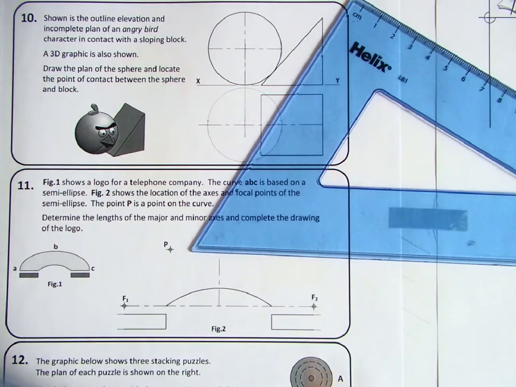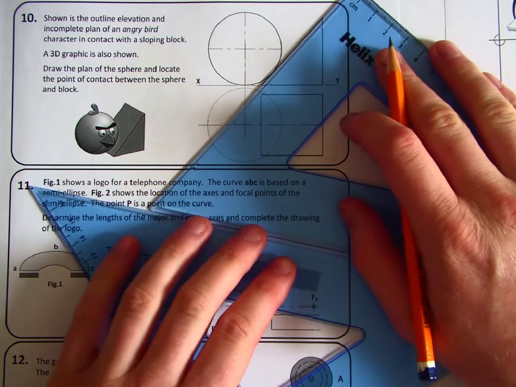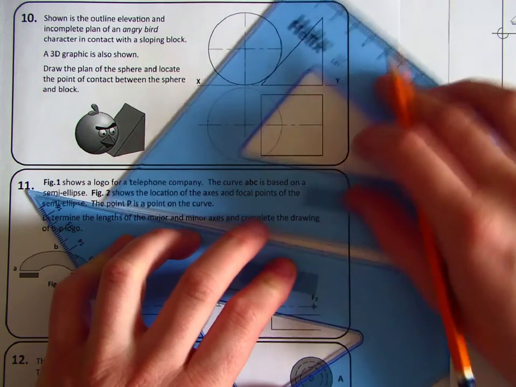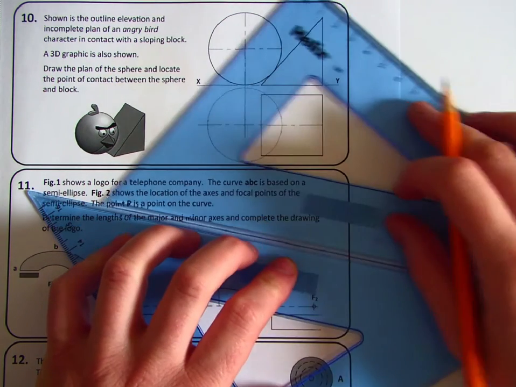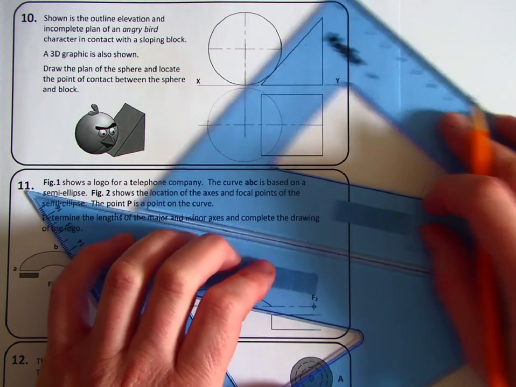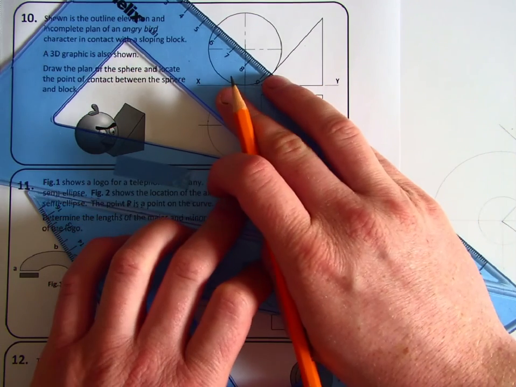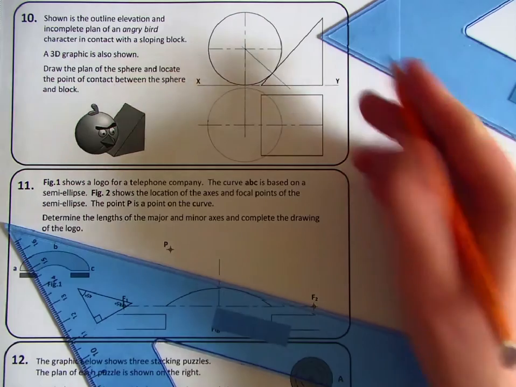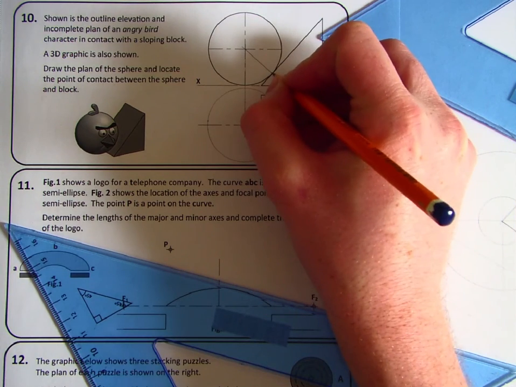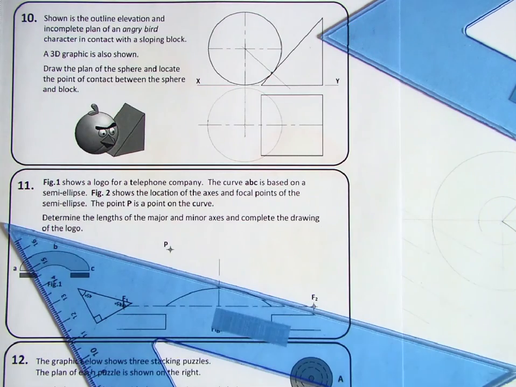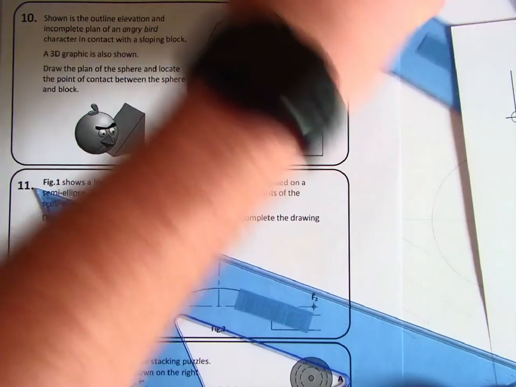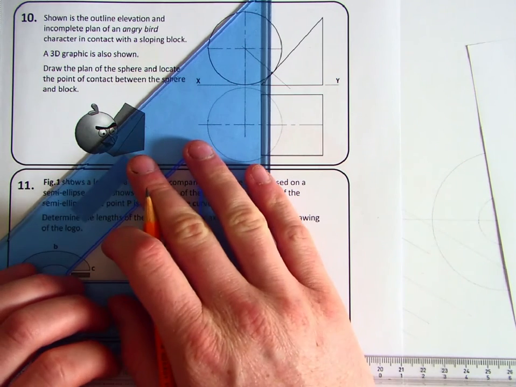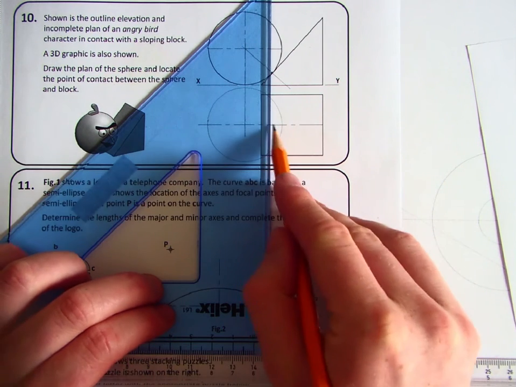So what I need to do is draw a line perpendicular to that line here. A line perpendicular to the slope surface going through the center point. So I'm going to bring it along like this. Now, the point where that line intersects both the edge of the sphere and the slope surface is going to give me my point of contact.